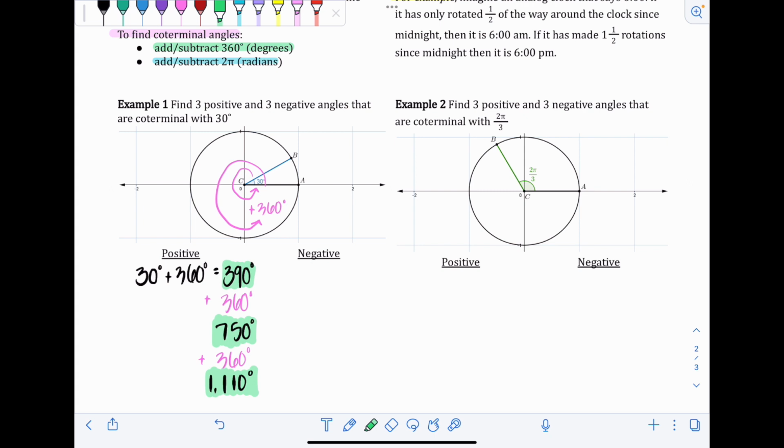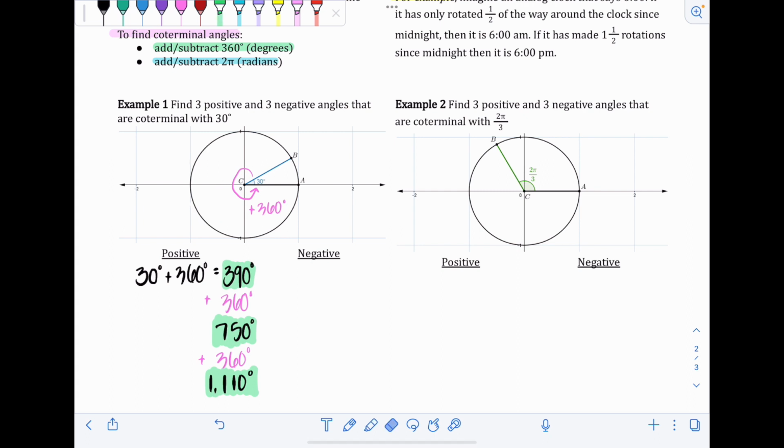Those are all the ones in green. So anytime you want to find a coterminal angle, you're adding or subtracting 360 depending on if you need a positive or a negative answer. But what that means is that 390 degrees, 750 degrees, and 1,110 degrees all stop in the same spot.